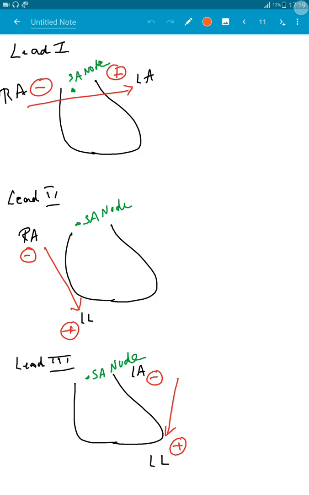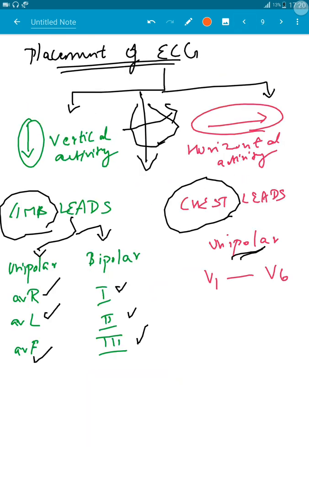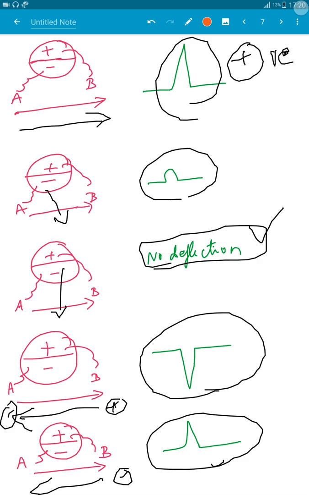Lead 1 connects the right upper limb and the left upper limb. Right upper limb is negative, left upper limb is positive. Normally the depolarization from the SA node occurs to the atrium in this direction. So you can see the line is oblique to it. When there is an oblique, then there will be some positive deflection. Some positive deflection in lead 1, P wave, atrial depolarization. From SA node to atrium, depolarization occurs and the line is oblique to it. And this is the rule we have studied here. If there is oblique, then there will be some positive deflection.